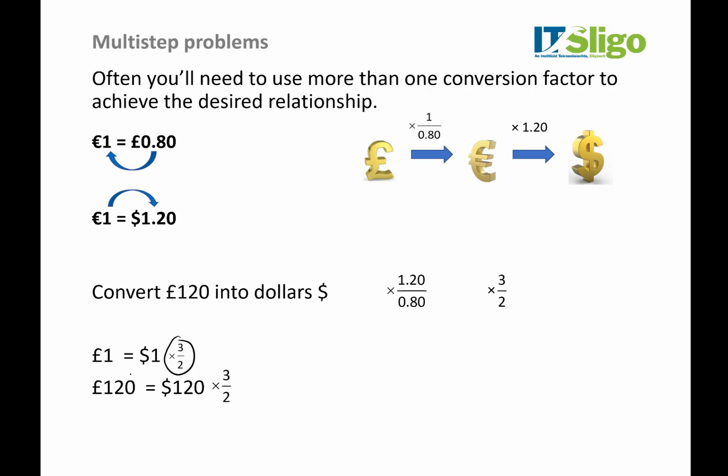Multiply both sides by 120 as the question asks. Divide by 2 first, we'll get 60. Multiply by 3. So £120 sterling is $180. We look at one more, guys, because these are quite tricky and there's quite a bit of skill involved.